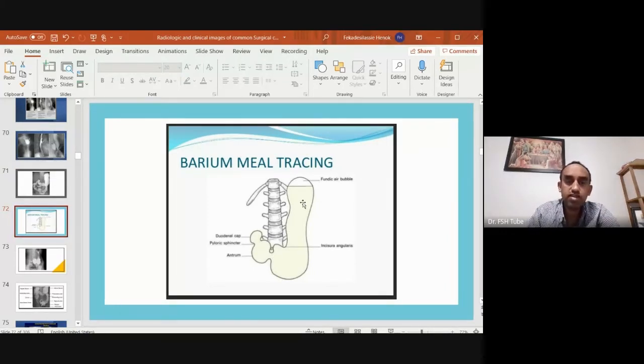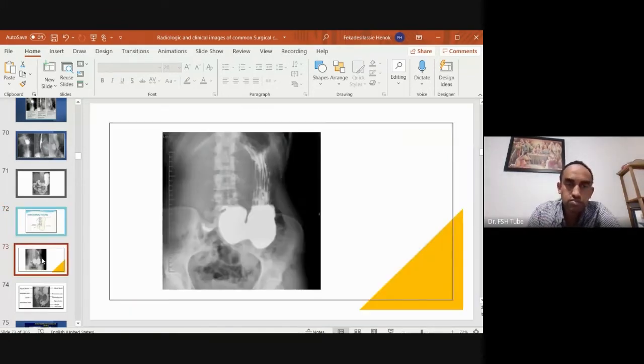So in a barium meal tracing, you can see the fundus air would always be there, because air tends to float on top of the contrast agent. You see the incisura angularis here, you see the antral part, you see the pyloric sphincter, you see the duodenal bulb, and you interpret if there is any ulceration, ulcer crater, or a filling defect due to a mass lesion. All these kinds of pathology can be diagnosed.